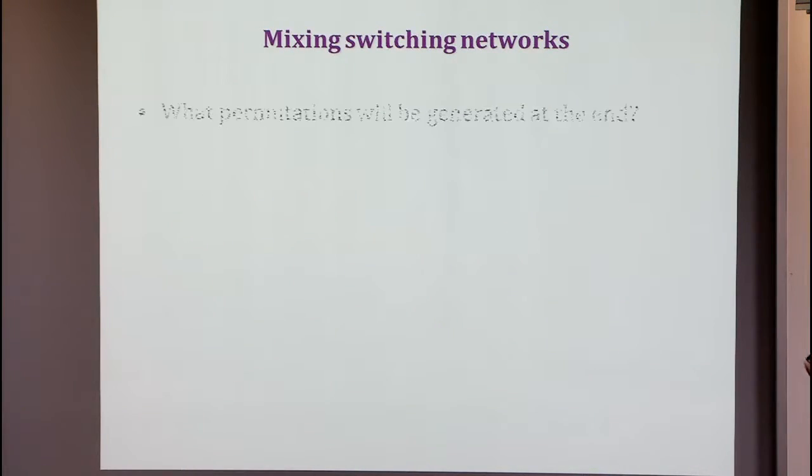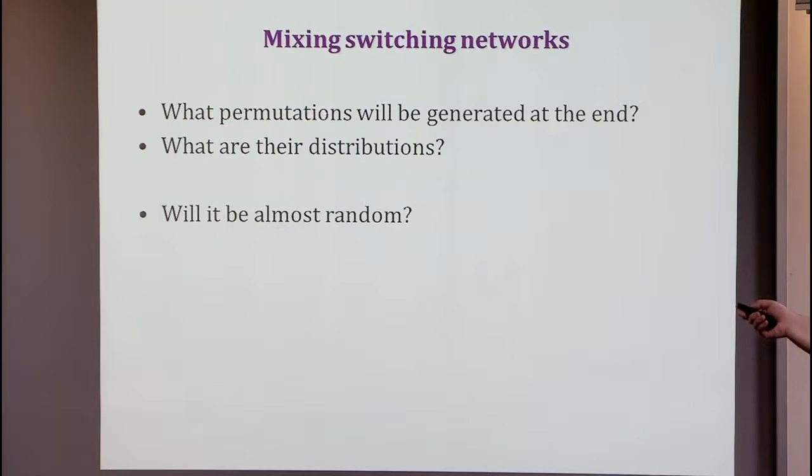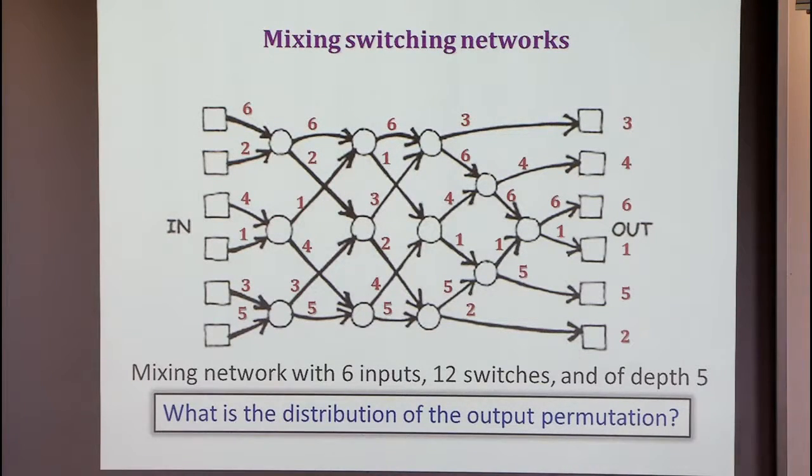And of course, our main goal is to generate something which is like a random permutation. How can we do it efficiently? What is the distribution of the output permutation? We would like to generate networks that will generate random permutations.